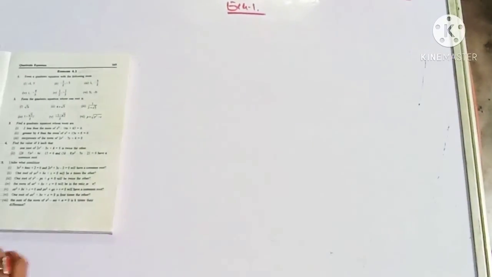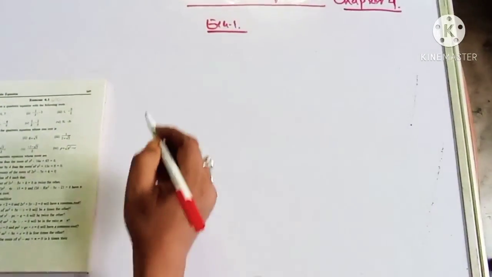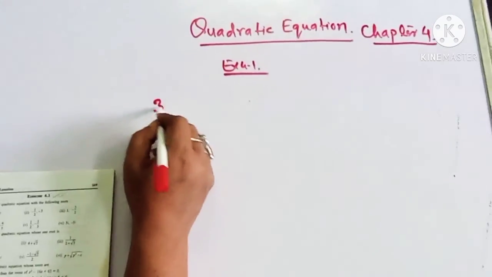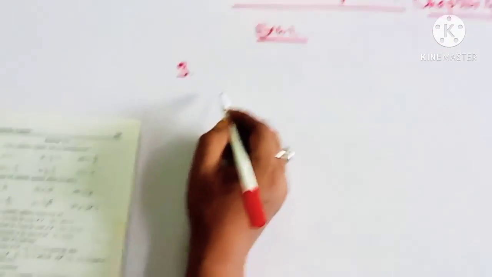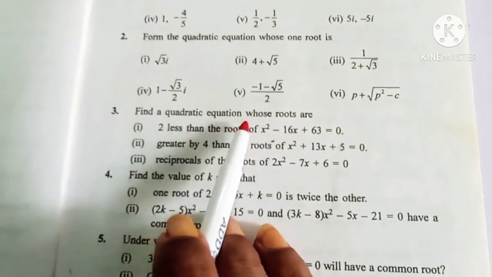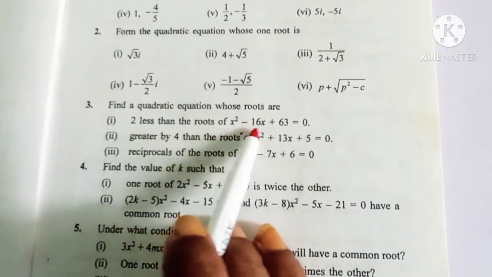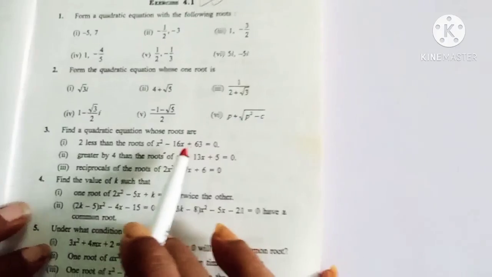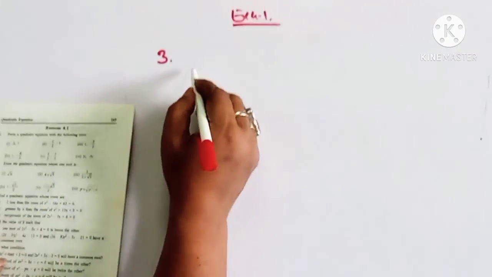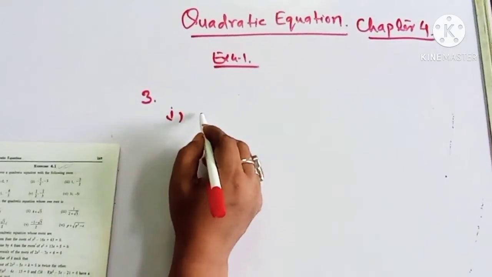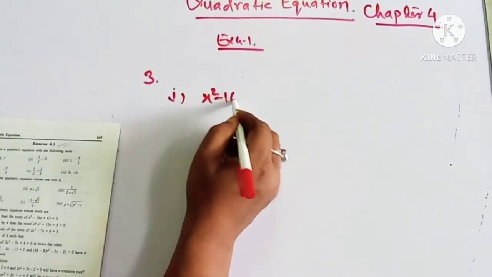Question number 3. Find the quadratic equation whose roots are 2 less than the roots of this. So first of all, I will have to find the roots of this quadratic equation.